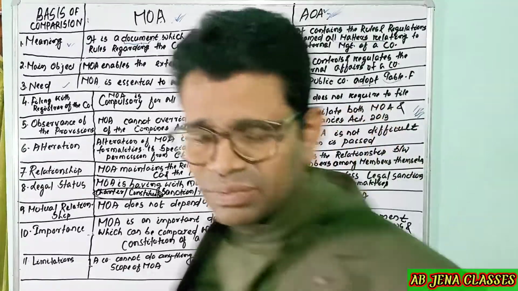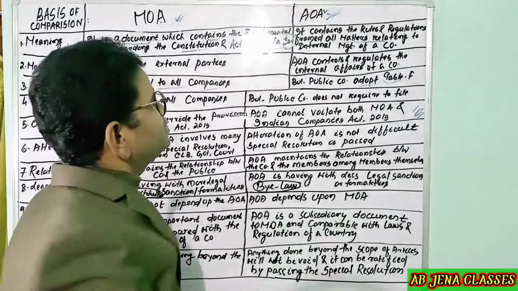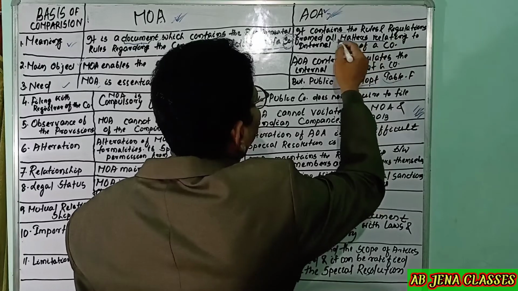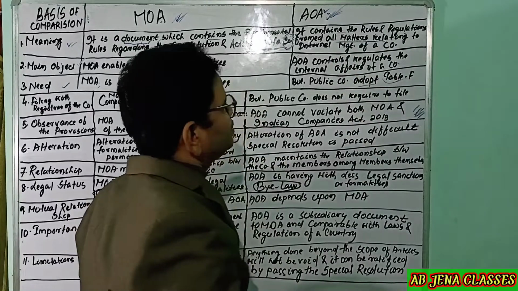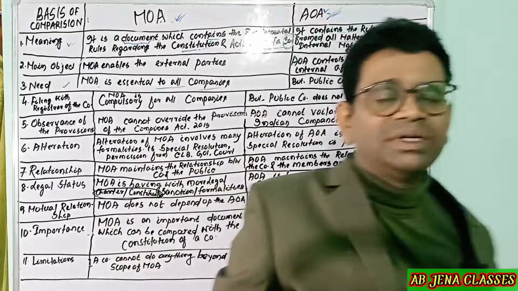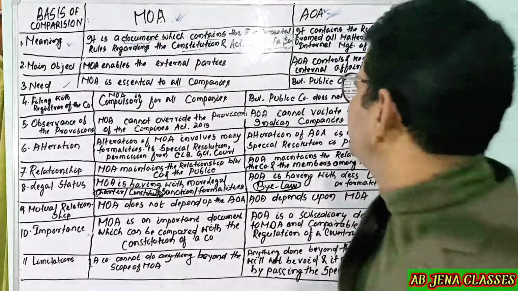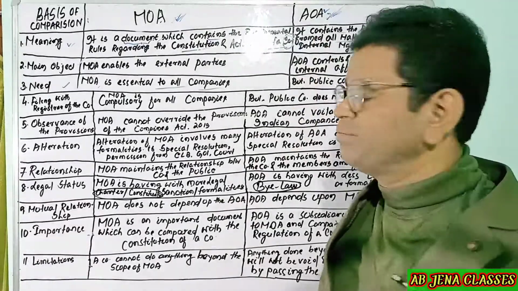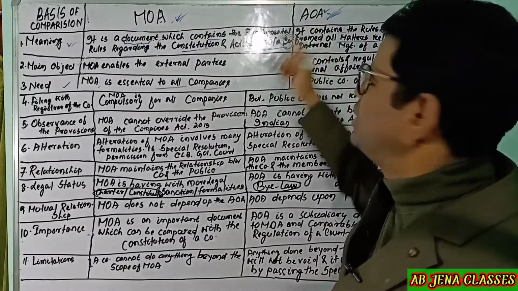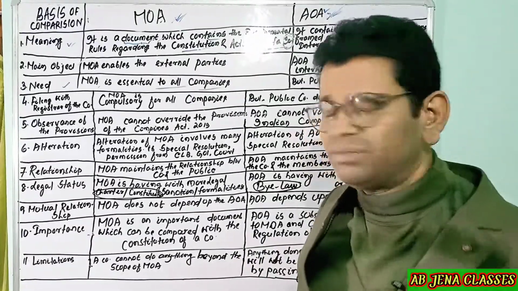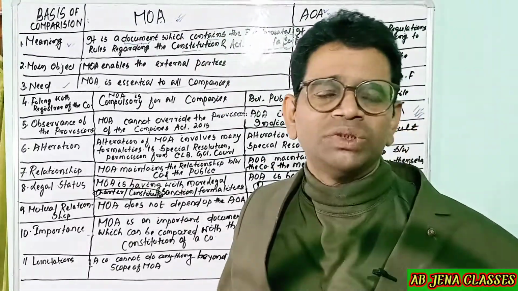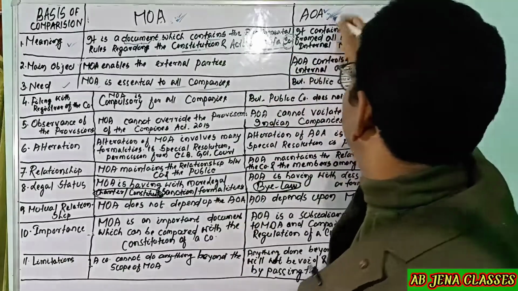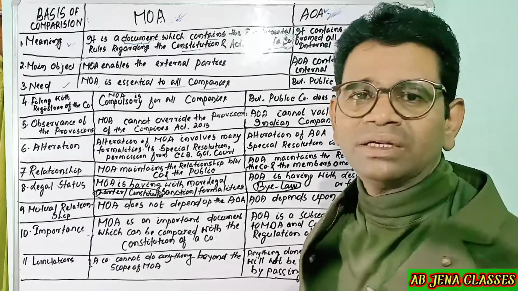Come to the right hand side. What is the meaning of Articles of Association? Articles of Association contain the rules and regulations framed for all matters relating to the internal management of a company. How the day-to-day activities of a company will be managed or regulated can be done through the Articles of Association. In exams, if a short question comes, MOA stands for Memorandum of Association and AOA stands for Articles of Association.